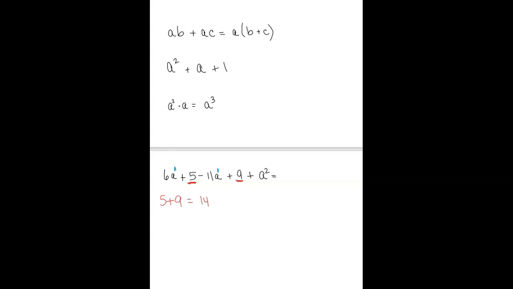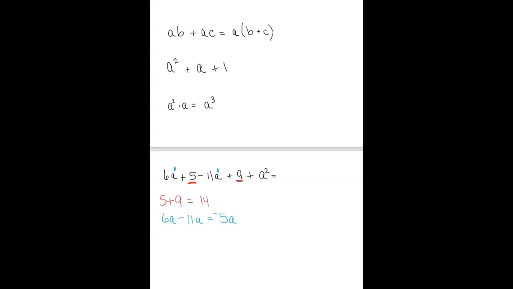It is not able to be collected with these A to the first powers, or what we would normally think of as just plain A. So I've got my 6A, and I'm going to keep my negative sign with the 11A. So I'm subtracting 11A, and that's going to give me a negative 5A.